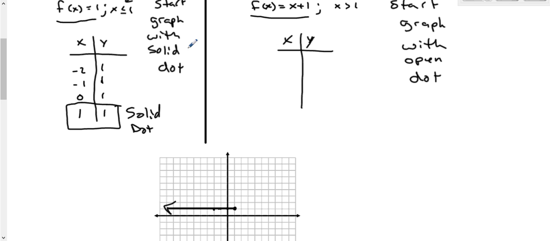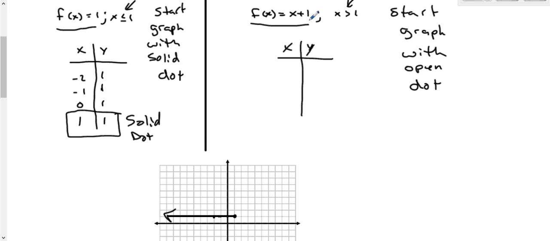Now looking at the other part of my function, I have f of x equals x plus 1. So here I'm going to start at 1, but again, I'm starting with an open dot. And then I go greater. So 1, 2, 3, 4. And again, I want to somehow highlight this open dot. If I plug in 1 for x, I get 1 plus 1, which is 2. When I plug in 2, 2 plus 1 is 3. When I plug in 3, 3 plus 1 is 4. When I plug in 4, 4 plus 1 is 5.